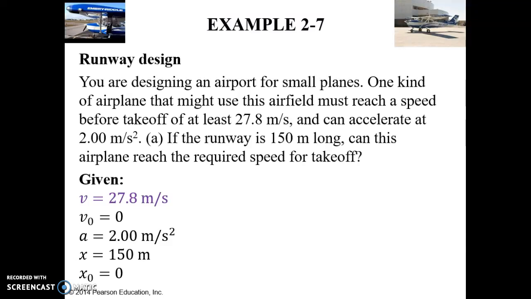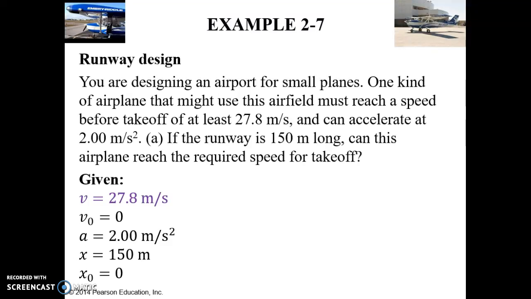The first step is to write out your givens. We're given the final velocity to be 27.8 meters per second. We assume the initial velocity is 0, starting from rest. The acceleration is given at 2 meters per second squared. The final position is 150, and therefore we'll assume the initial position is 0.